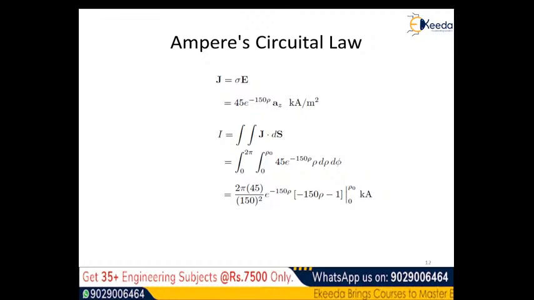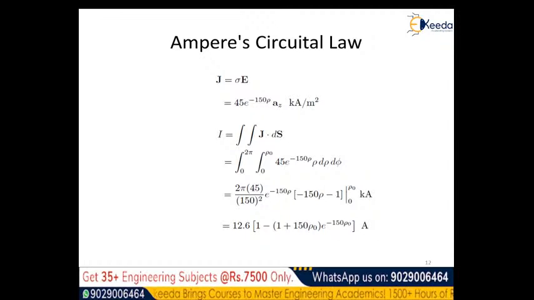Just integrating, we apply the limits to the specific portion on the RHS. So we keep 2 pi into 45 divided by 150 squared, this ratio multiplied by e to the power minus 150 times rho, as the constant. After solving the integral from 0 to 2 pi, inside the bracket we apply the limits 0 to rho 0, that is the difference, minus 150 rho minus 1. And of course this is the total current. The multiplicand is 10 raised to power 3, which we express in terms of kilo, and amperes is the SI unit.